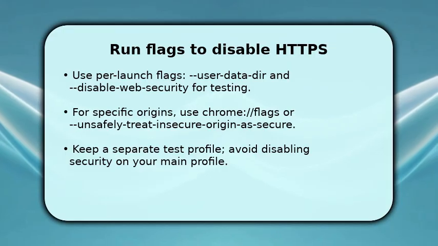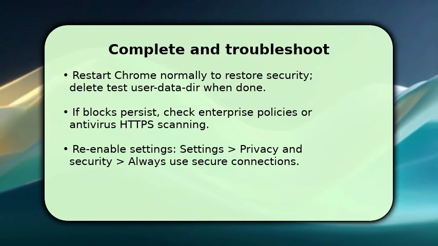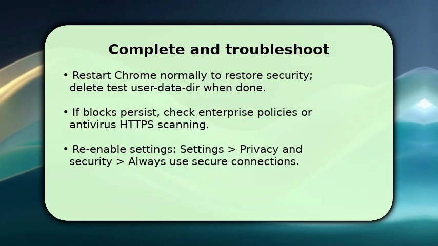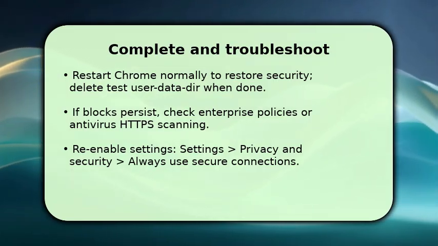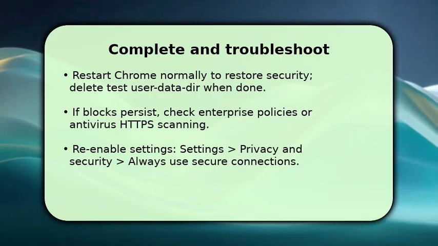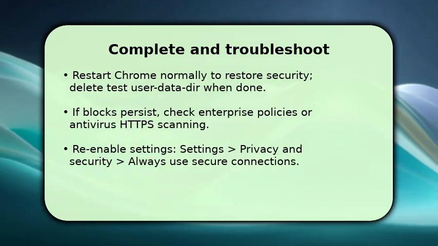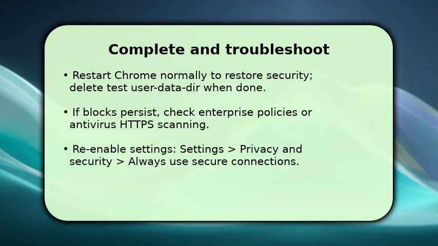If Chrome still forces HTTPS, check for enterprise policies via chrome://policy, and disable antivirus HTTPS inspection, which can reintroduce certificate issues. If you need to revert a setting, go to Settings, Privacy and Security, and turn off any experimental flags you used. One key troubleshooting tip: if pages show certificate errors, clear the test profile.